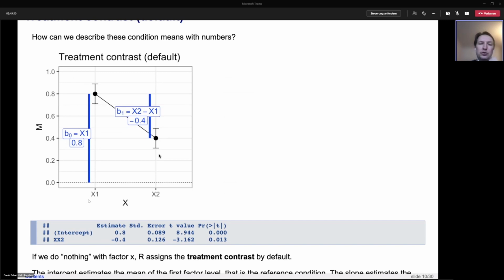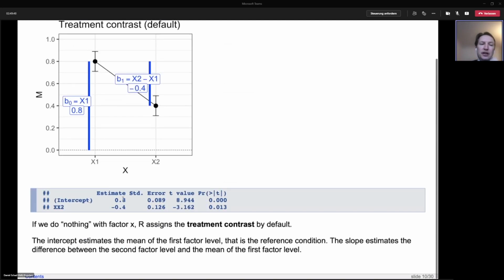And then x2 would be coded as 1. The slope in this situation represents the difference, the mean of x2 minus the mean of x1, x2 minus x1. And this difference would be 0.4 minus 0.8, which is minus 0.4. And you can see in the background, I have run a linear model with that setup, and we see that the intercept is 0.8, and the effect of factor x is minus 0.4. The p-value is 0.013 here.